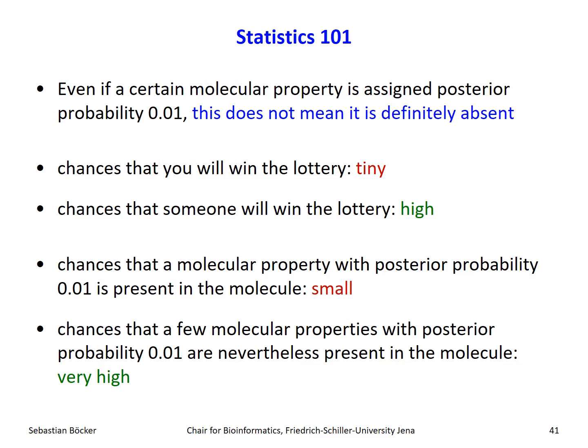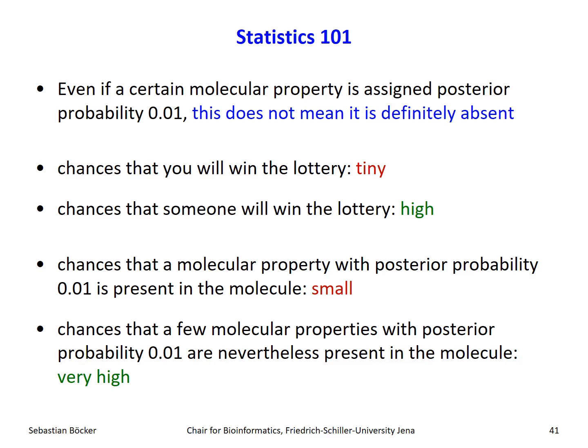Now, one thing that you have to understand when you look at these molecular properties: even if we predict a particular molecular property to have a posterior probability of 0.01, that is, we are almost certain that it's absent from your query structure, this does not really mean it's definitely absent. And this is even if all of our predictions were perfect. If they were super accurate, which they are not, because we have trained them on training data and now try to predict something for data which we have never seen before. So it must be a little bit inaccurate.